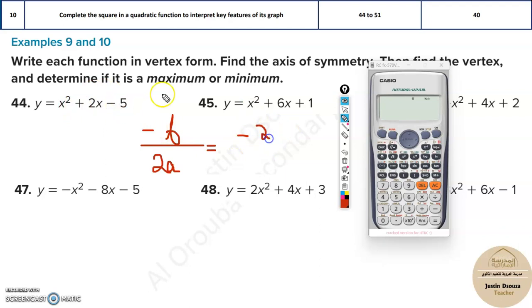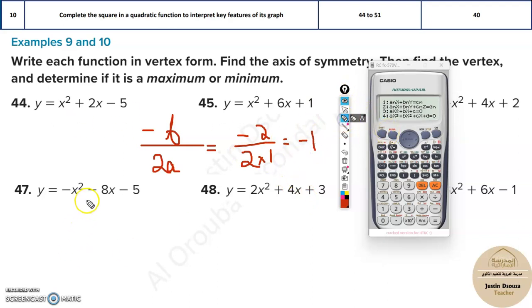B is 2. Now, before we go ahead, if you have forgotten the standard form, you can go to mode, and the third option is quadratic. This is the standard form, that is ax squared plus bx plus c. Now, b is the coefficient before x, and a is the coefficient before x squared. That is nothing, so it is 1. Now, the answer over here would be negative 1.